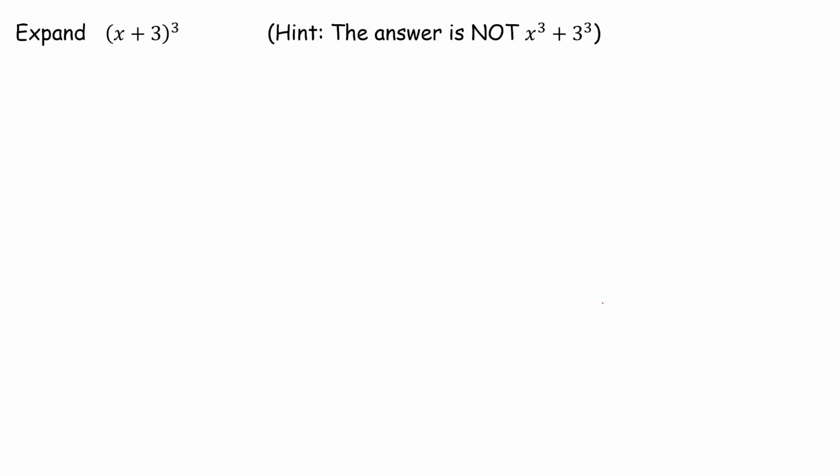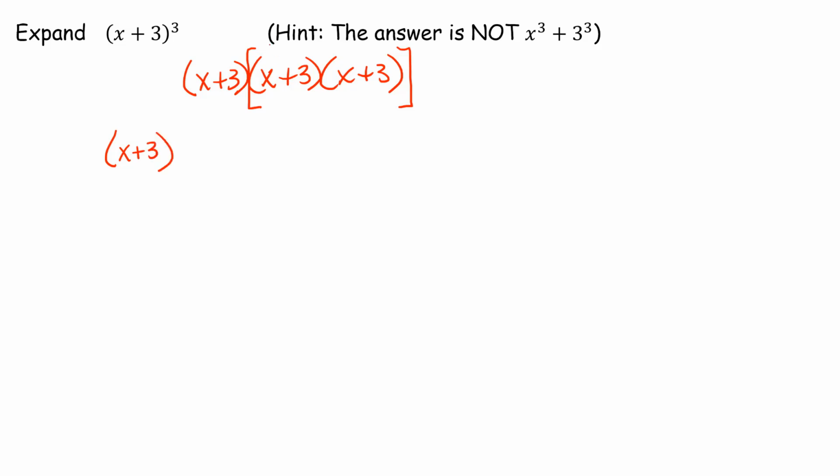All right, x plus 3 quantity cubed. This means I have to multiply x plus 3 three times together. So the way to do this is to just do two of them at a time. Just do these two first and leave the other x plus 3 over here. So I'm going to FOIL this out.